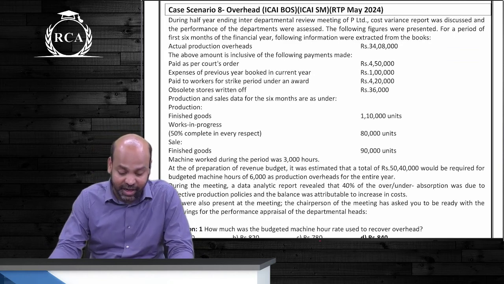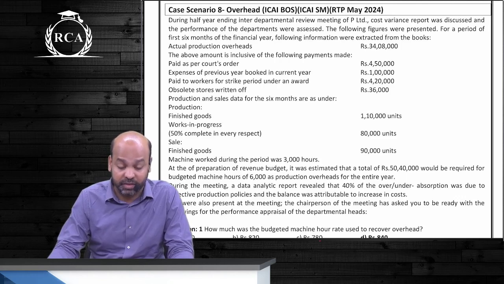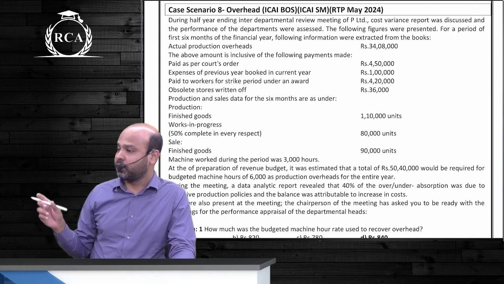Now during half year ending, at the inter-departmental review meeting of P Limited, cost variance report was discussed and performance of the departments were assessed. The following figures were presented for a period of first 6 months of the financial year. Following information were extracted from the books. This is for half year, guys.